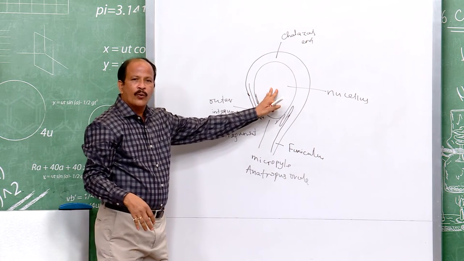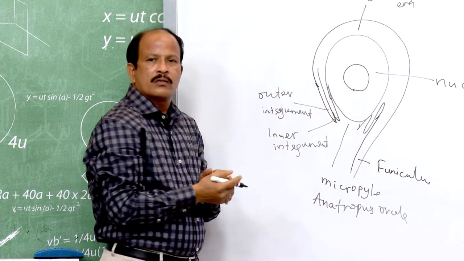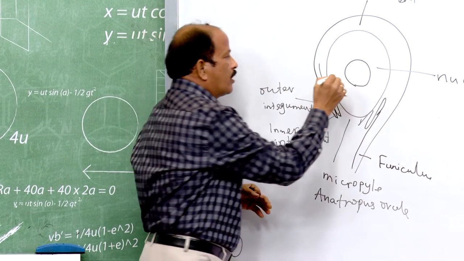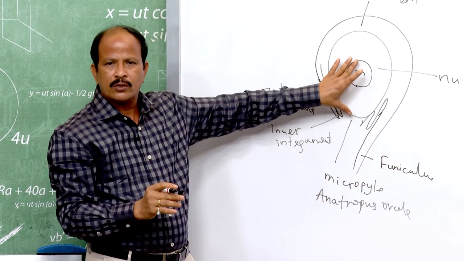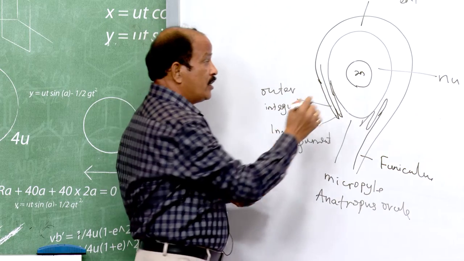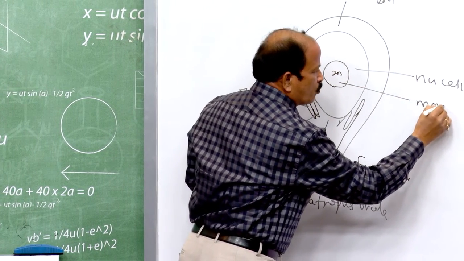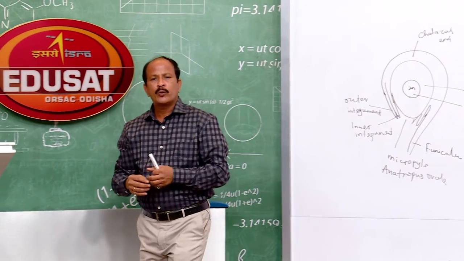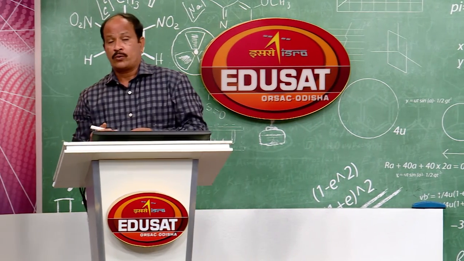This is the site where you can see one of the cells become large and visible. This is a 2N cell, all the cells are 2N, but one of the cells of the nucellus becomes the megaspore mother cell, it grows. Its fate is to go for meiosis. This is the MMC, megaspore mother cell. Now, this megaspore mother cell will further go for meiotic division, resulting in 4 megaspores.